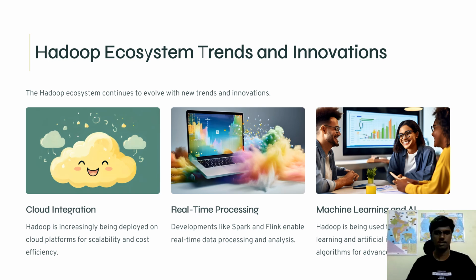So, Hadoop ecosystem trends and innovation. The Hadoop ecosystem continues to evolve with new trends and innovations. The first one being cloud integration. Hadoop is increasingly being deployed on cloud platforms for scalability and cost efficiency. And real-time processing. Developments like Spark and Flink enable real-time data processing and analysis. Then we have machine learning and AI. Hadoop is being used to power machine learning and artificial intelligence algorithms for advanced analytics.